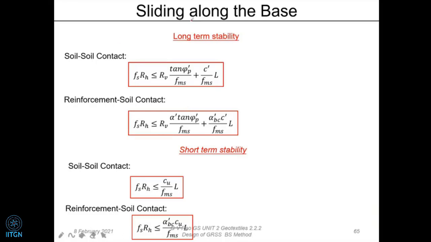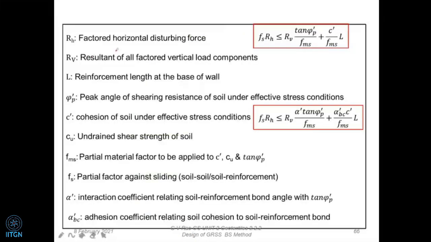And if you look at the long-term stability, first portion, there are so many components. So we find RH. What is RH? RH is the factored horizontal disturbing force. What is a factored disturbing force? The factoring comes up because of the load combinations A, B, C. So it's called factored. FS is the material factor of safety, the force factor of safety. What is FS? The partial factor acting in sliding.